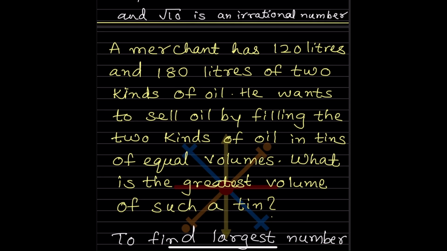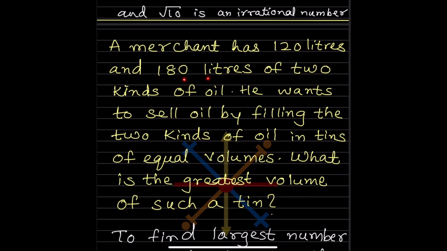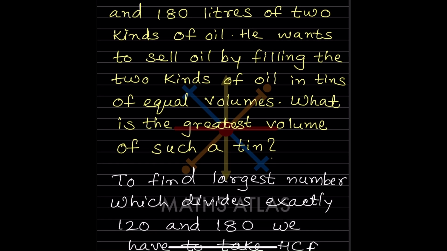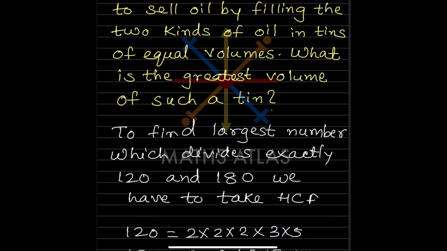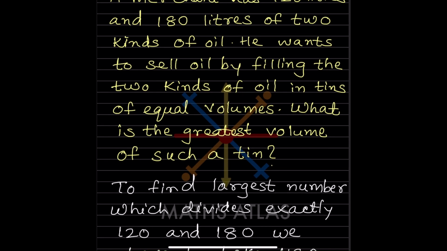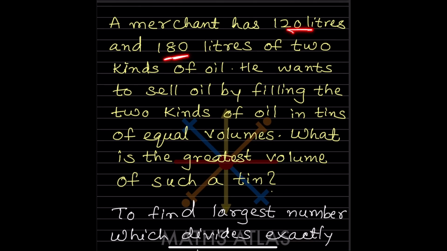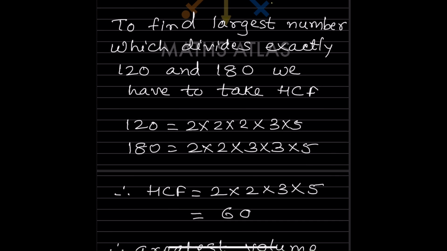Now here a merchant has 120 liters and 180 liters of two kinds of oil. He wants to sell the oil by filling the two kinds of oil in tins of equal volumes. What is the greatest volume of such a tin? See here, they have asked for the greatest volume. Wherever the maximum or the greatest word is used, we have to find the HCF of it. So here this is 120 liters and 180 liters. So we'll take the HCF of 120 and 180.